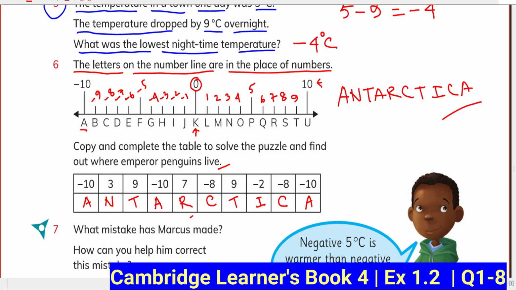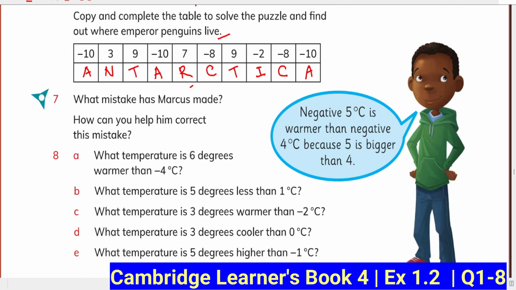So I hope you cleared this one. Number 6 has done. Now number 7. Question 7. Here is mentioned, what mistake has Marquis made? How can you help him correct this mistake? So what was Marquis telling?